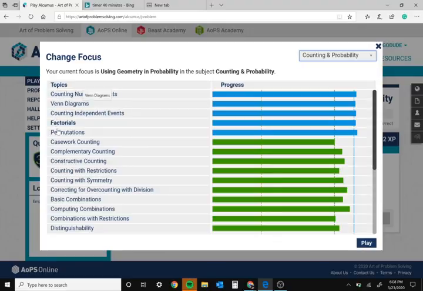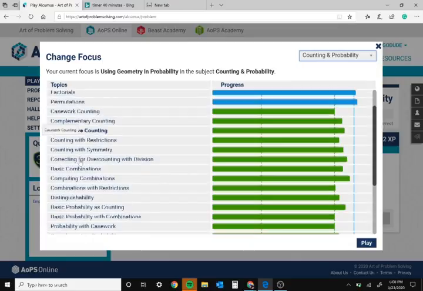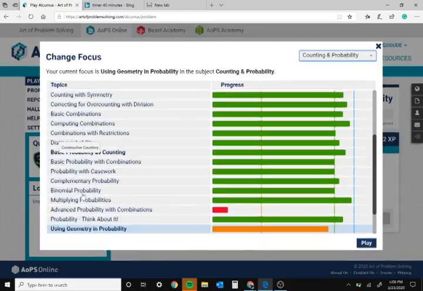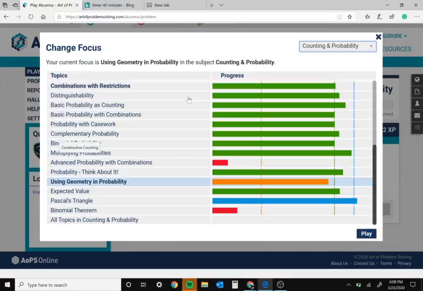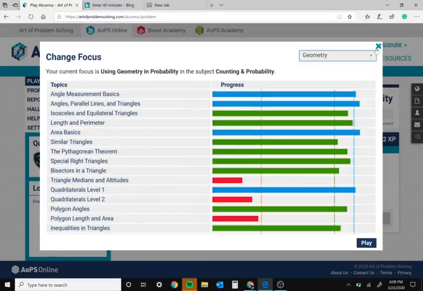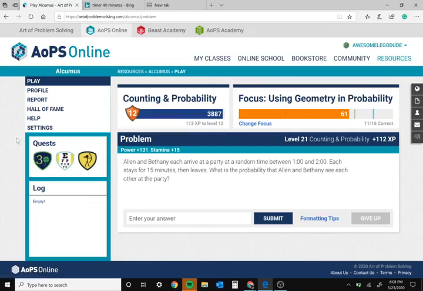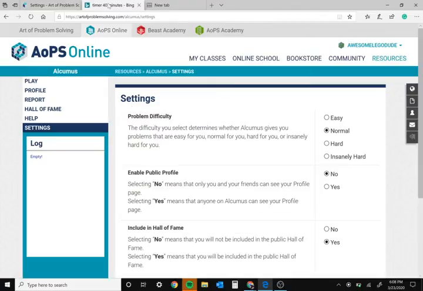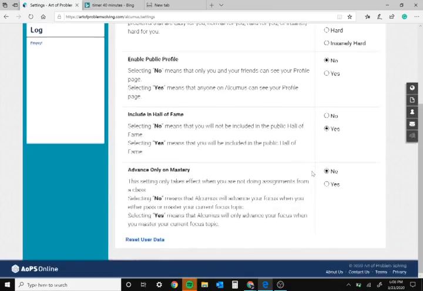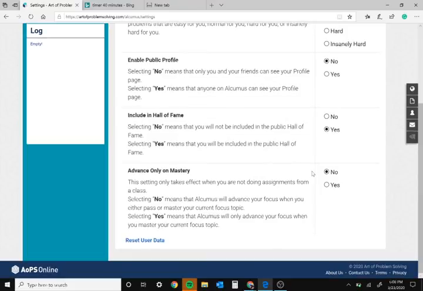It goes all the way. Complementary, constructive, counting with restrictions, distinguishability. So much stuff. Geometry, you get the gist. And if you're really smart, you got intermediate algebra and pre-calc. So yeah, and then you've got all this stuff. You can change the settings if you would like. Yeah, pretty awesome.